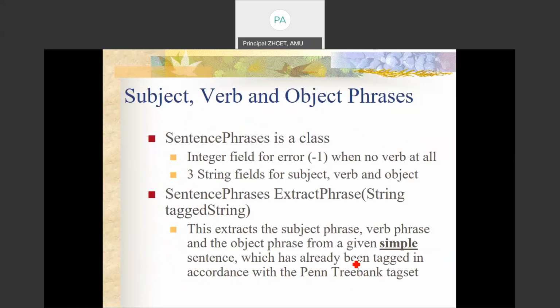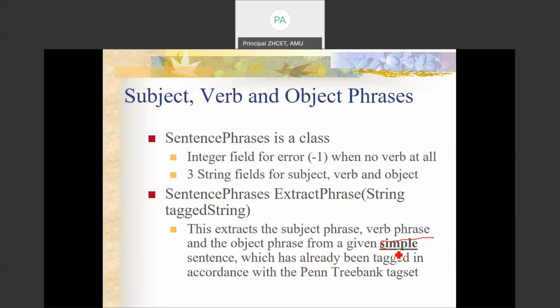So now, after having done the part-of-speech tagging, I can write a class in Java, or any such language, with an integer field for error when there is no verb at all, and fields for subject, verb, and object. These fields may correspondingly be blank if the object is missing, or even if the subject is missing. If the verb is missing, it will give an error of -1. So extractPhrase is a method which will operate on this class. It extracts the subject phrase, verb phrase, and the object phrase from a given simple sentence.